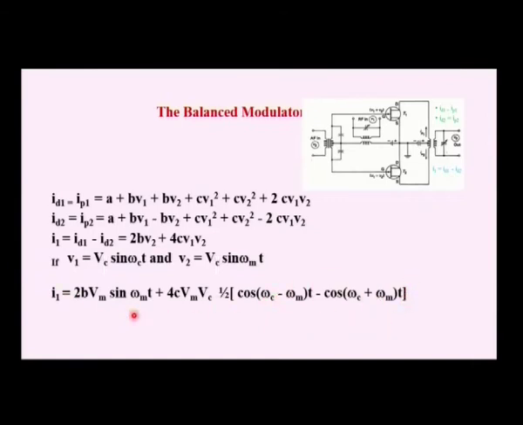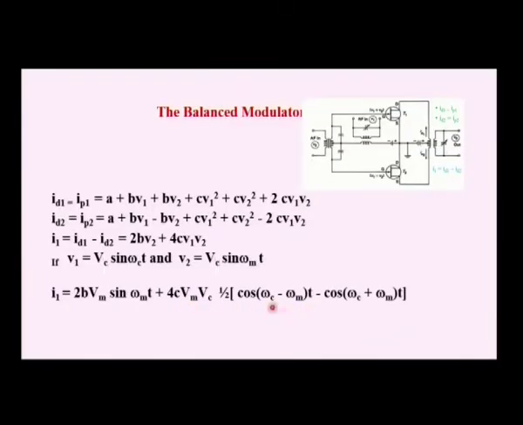So what is the purpose of the balanced modulator? To generate a double sideband with suppressed carrier. If you see that final expression, we have only the difference component, that is, this is nothing but the lower sideband and this is nothing but the upper sideband. We don't have any carrier, so we have suppressed the carrier successfully.